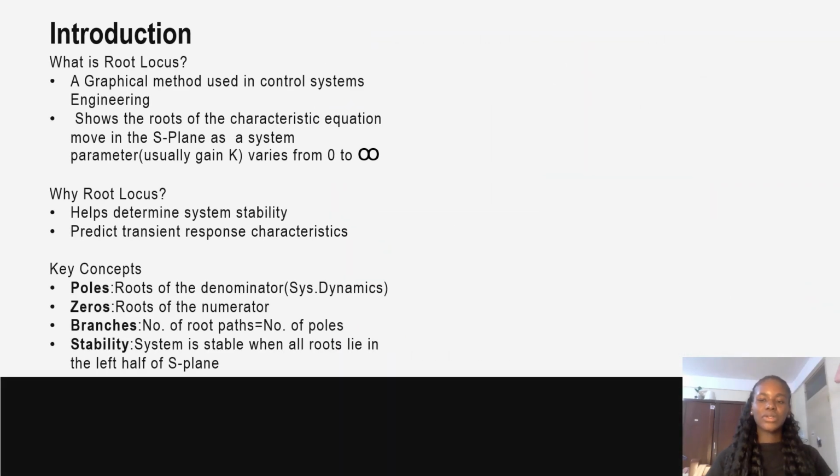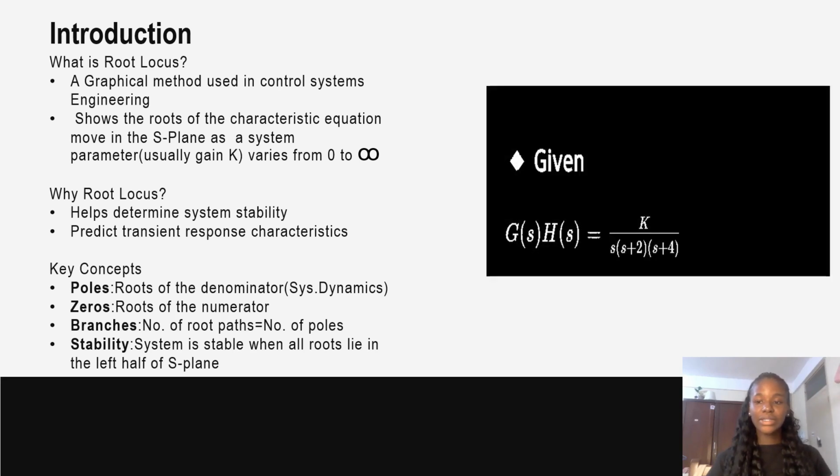So when we say root locus, what does it mean? It is a graphical method used to show how the roots of a characteristic equation move in the S-plane as the gain increases from 0 to infinity. And why is this important? It helps us to determine system stability. It helps us to predict transient response characteristics.